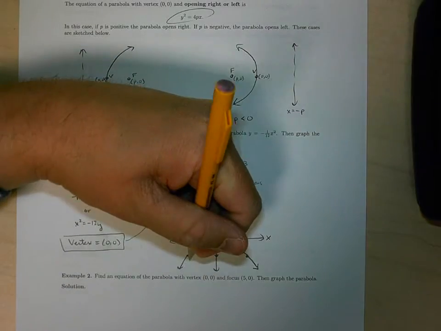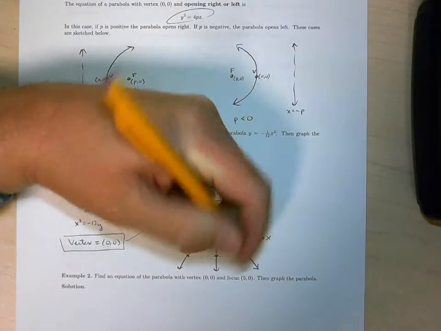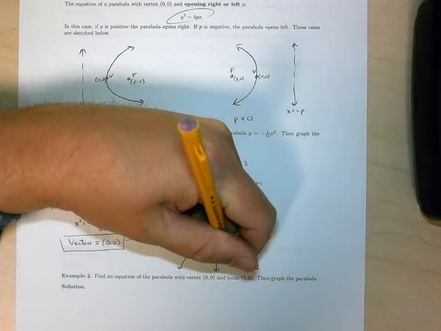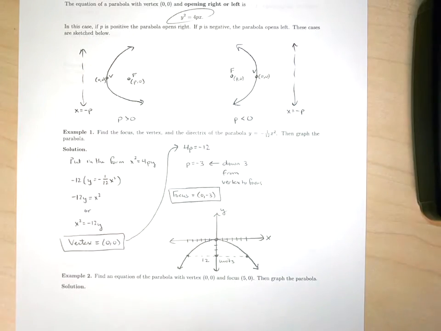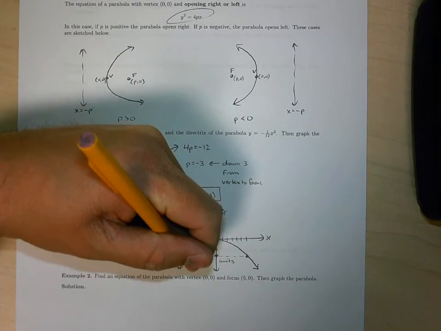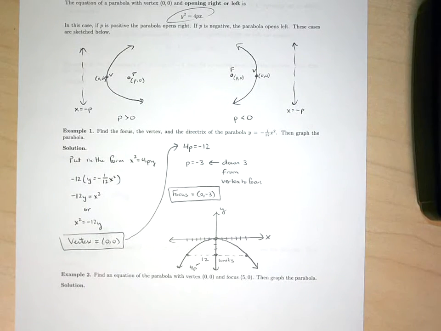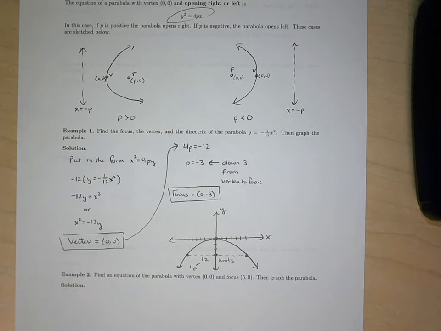Not that we have to do this, but I'm going to point out, so this is 12 units, and I'm getting the 12 from 4p. Even though 4p was -12, I'm focusing on the 12. So the last thing is the directrix.